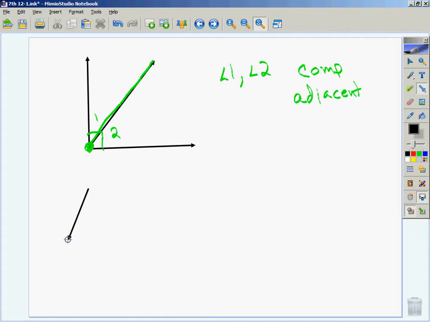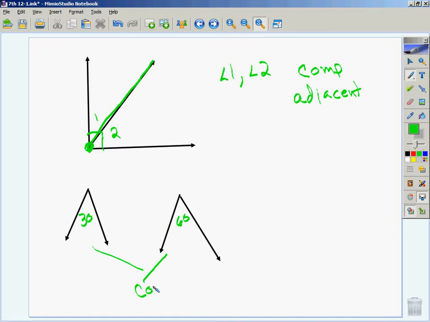Just as a point in passing, it's possible that I could have a 30-degree angle and a 60-degree angle that are completely unconnected. And what can you tell me about these two angles? What are they? They're still what? Complementary. Okay?